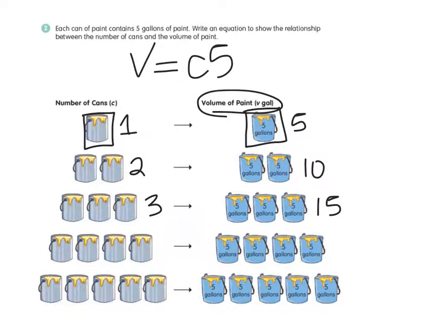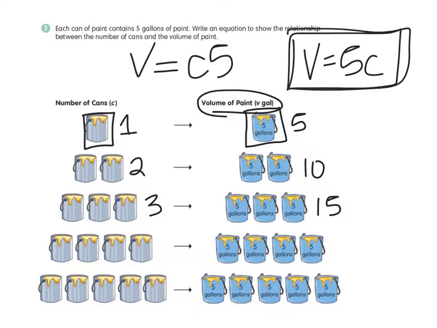And usually we would write the number first, wouldn't we? So usually we would say 5 times C. That's how we would write it. So the volume of the paint is equal to the number of cans times 5. So that would be an equation that you could write down for this problem.